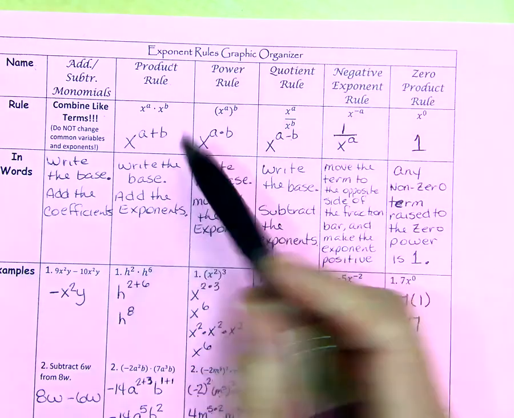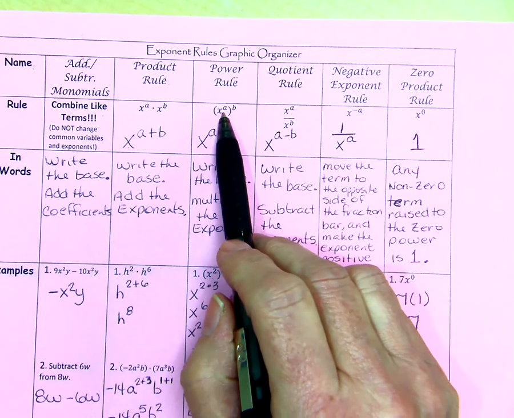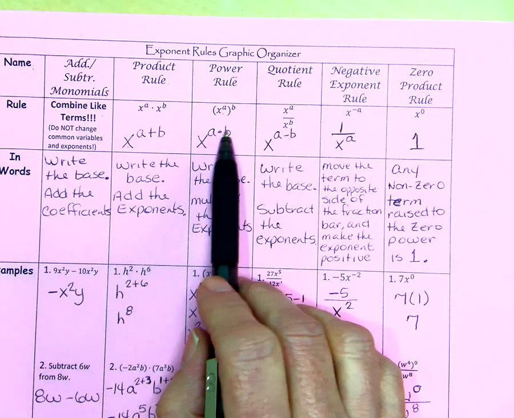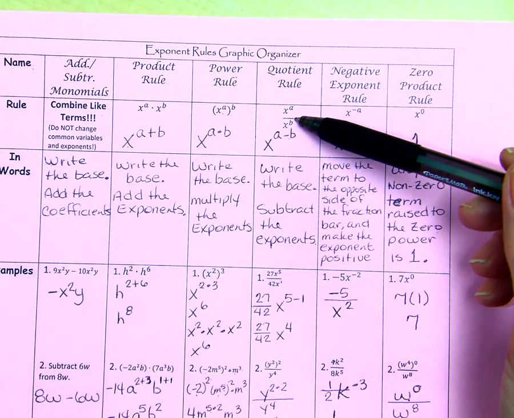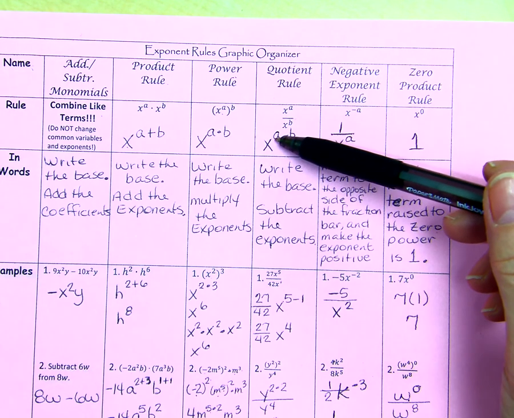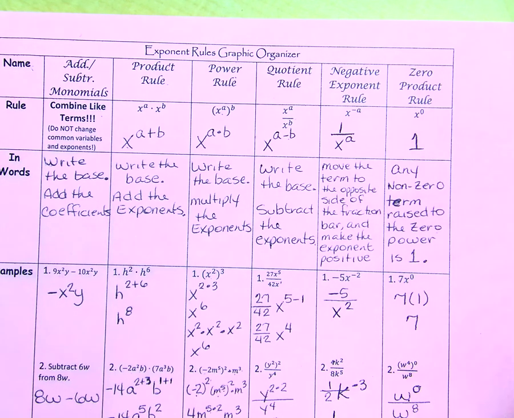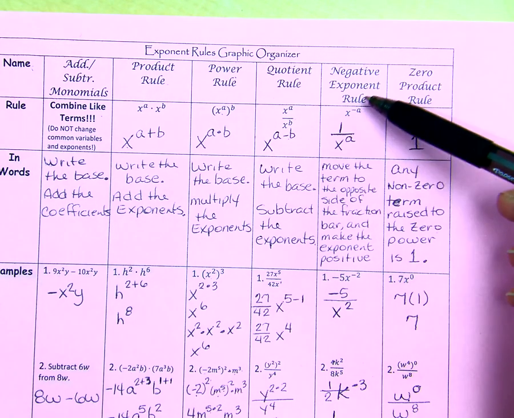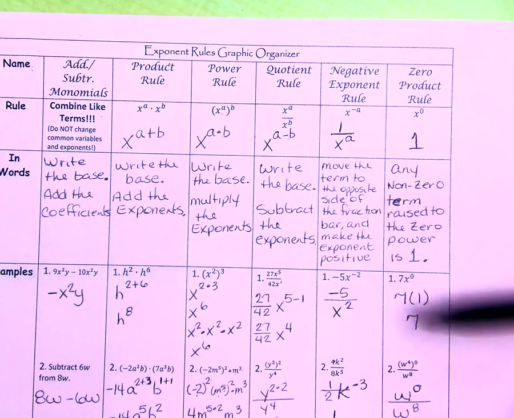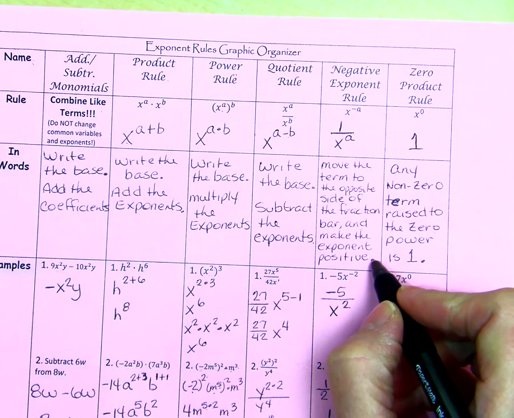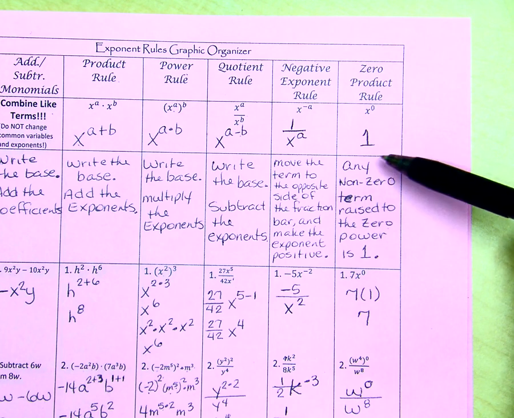The product rule says if you have like bases, you add their exponents. Power rule says if you have a power raised to a power, you keep the base and multiply the exponents. The quotient rule says if you are dividing two like bases, then you subtract their exponents. The negative exponent rule says if you have something raised to a negative power, move it to the opposite side of the fraction bar and make the exponent positive. And then finally, the zero product rule says anything raised to the 0 power is simply 1.